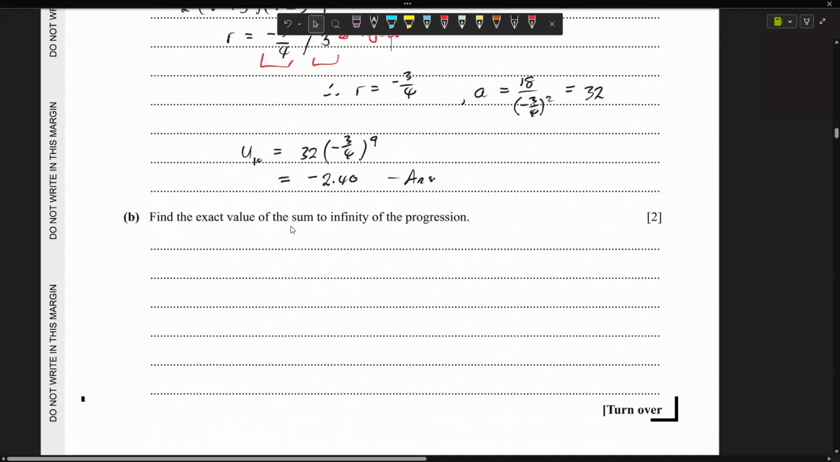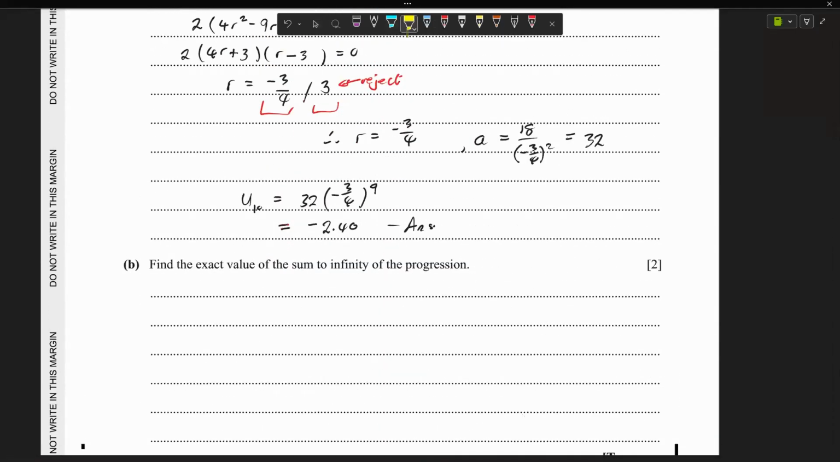Let's go to part B. Now on part B, it says, find the exact value of the sum to infinity of the progression. Now we know the formula for sum to infinity: sum to infinity is a over 1 minus r. So in our particular case, sum to infinity is a, which we got to be 32, over 1 minus r, which is negative 3/4.